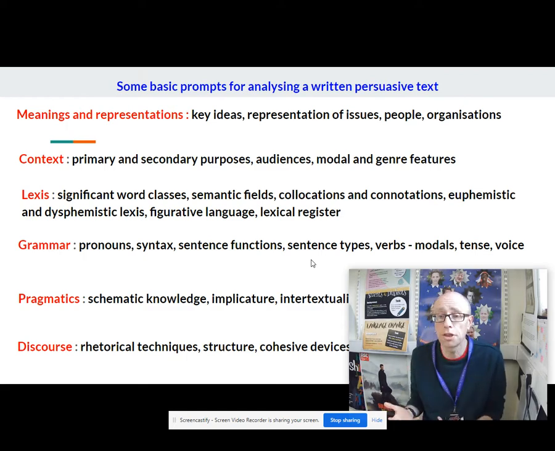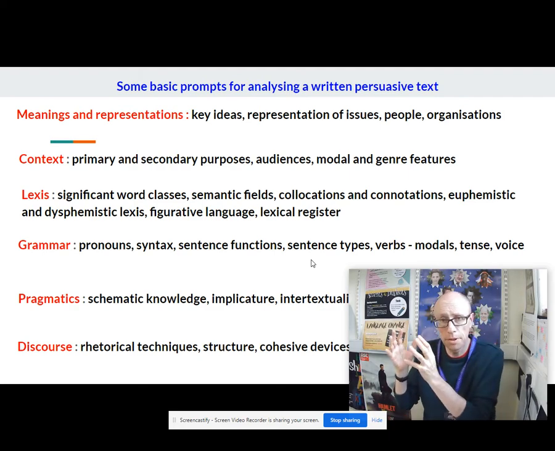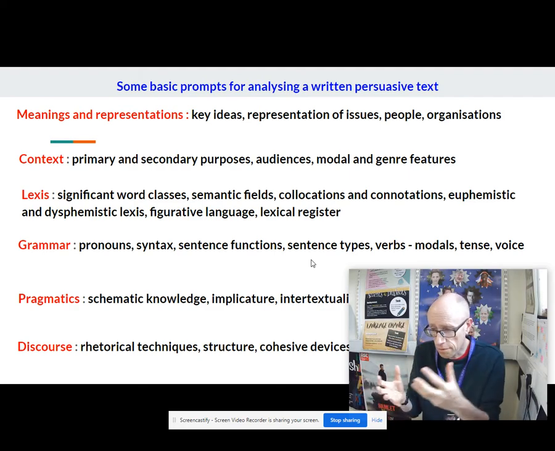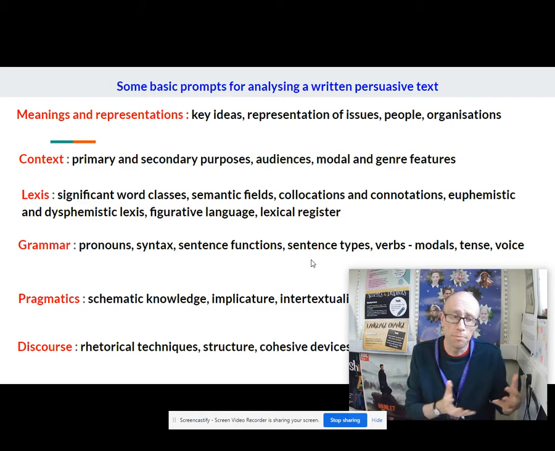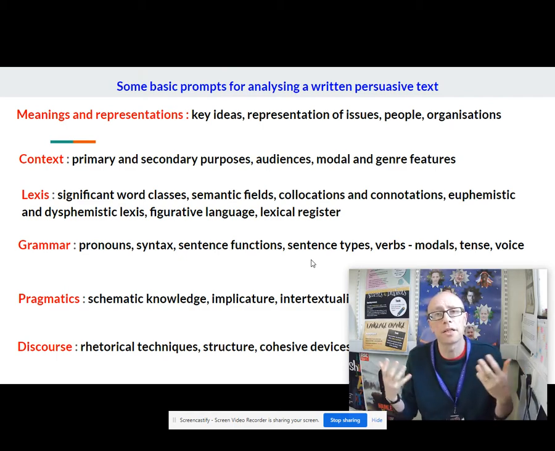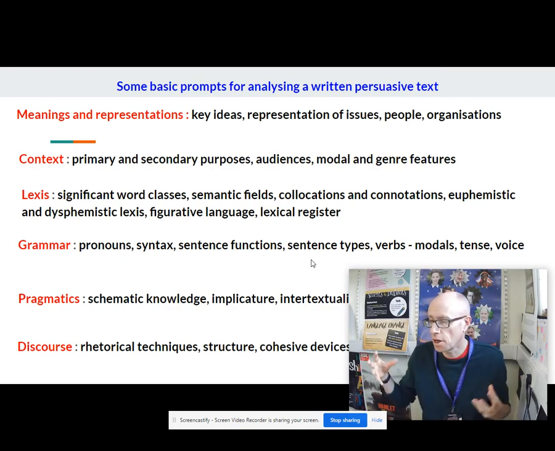Think about the structure of the article as well. So how does the piece begin? How does it then develop into the middle? And how does it move towards its conclusion? So what seems to be the structural and cohesive devices that are tying together this piece?